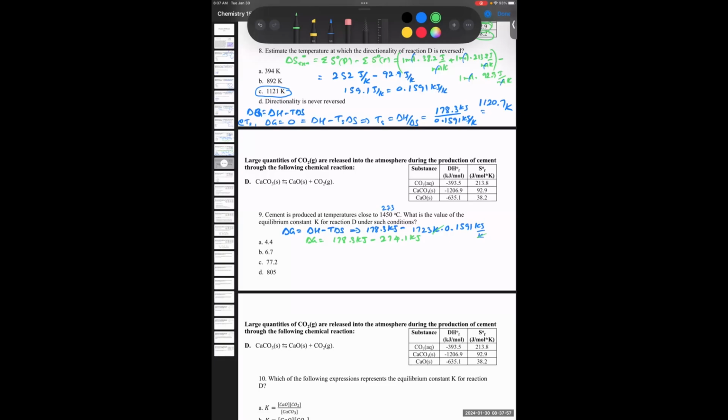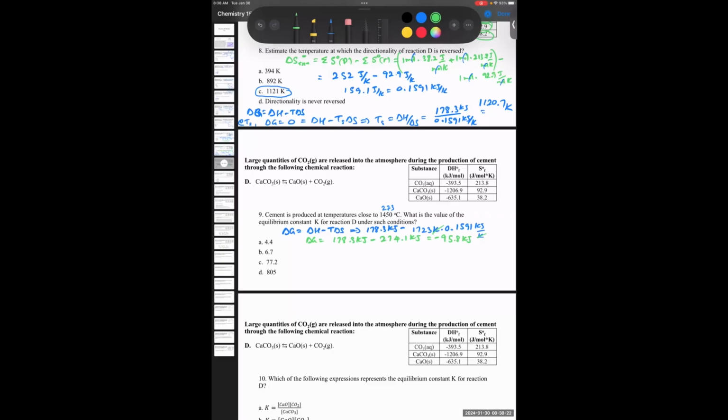So delta G should be equal to 178.3 minus 274.1. That's the issue with the calculator. Once you start using it, you want to keep using it, you know. You are switching off your brain. 95.8 kilojoules. Okay, we got that.